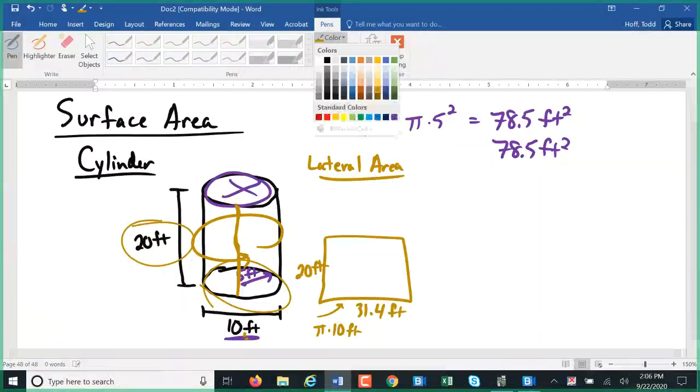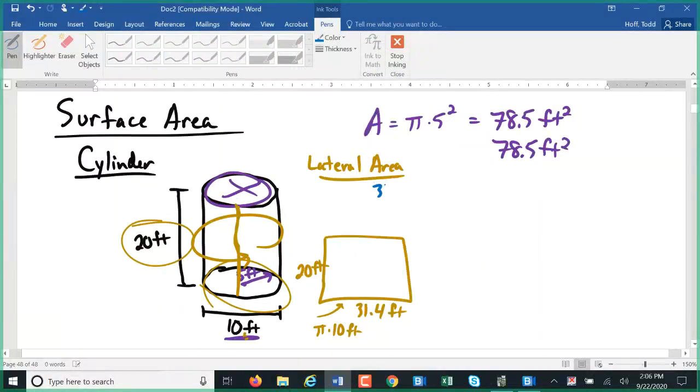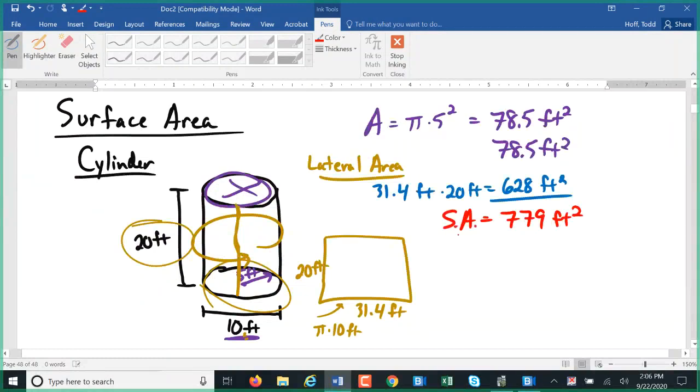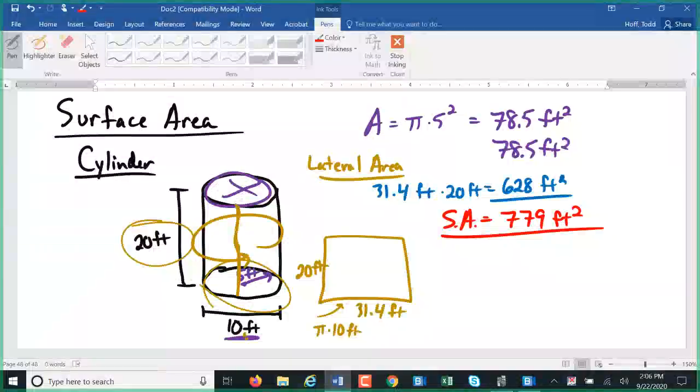So that lateral area is 31.4 feet times 20 feet, or 628 square feet. Now we add that up. This is what, 157 plus 628 is 785 square feet is my total surface area. So we can break things down piece by piece like that to find surface areas or other areas if we want to.